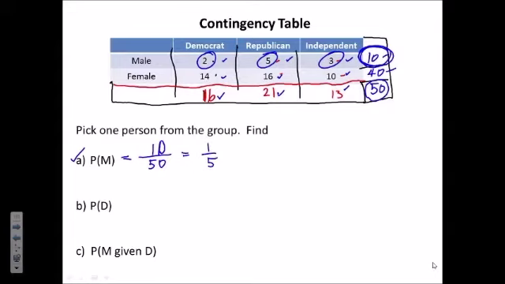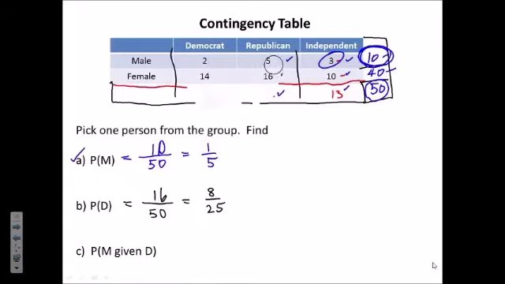What's the probability of picking a Democrat? Well, out of 50 people, how many would be Democrats? The Democrats are here and here. 2 and 14 make 16, so 16 out of 50, which reduces to 8/25.